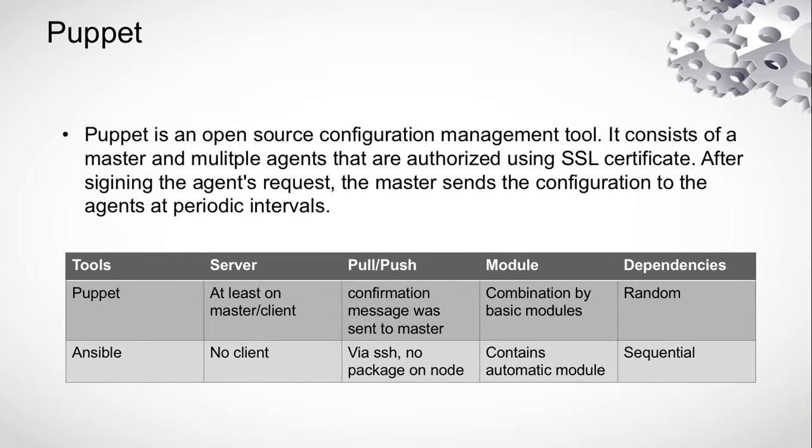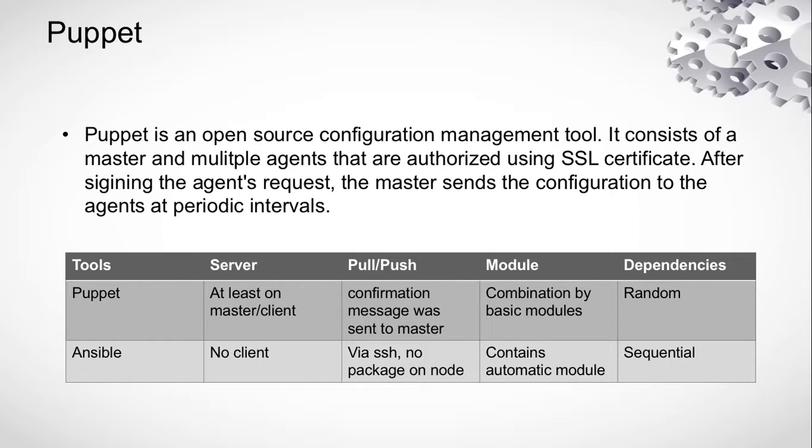The last one is Puppet. Puppet is an open source configuration management tool. It consists of a master and multiple agents that are authorized using SSL certificates. After signing the agent's request, the master sends the configuration to the agents at periodic intervals.